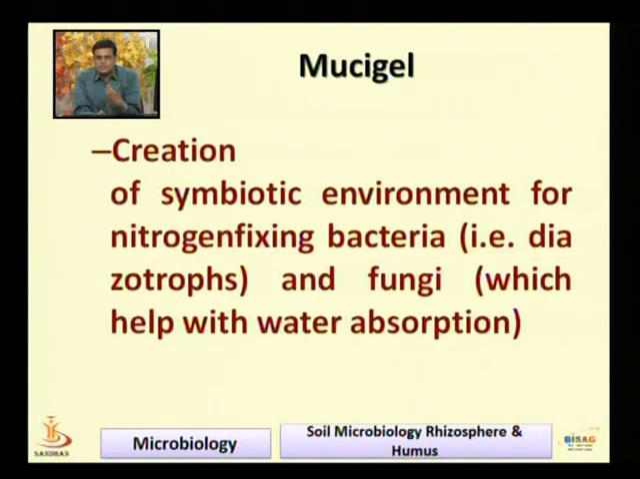Another significance of mucigel is that it is a very important exudate, or a very important substance in the rhizosphere, because it provides a sticky or gummy environment for the adherence of microorganisms in the rhizosphere. So it creates a symbiotic environment for nitrogen fixing bacteria like Rhizobium. When Rhizobium organisms come to the root and penetrate into the root, at first they attach to this mucigel, and mucigel will help in water absorption.